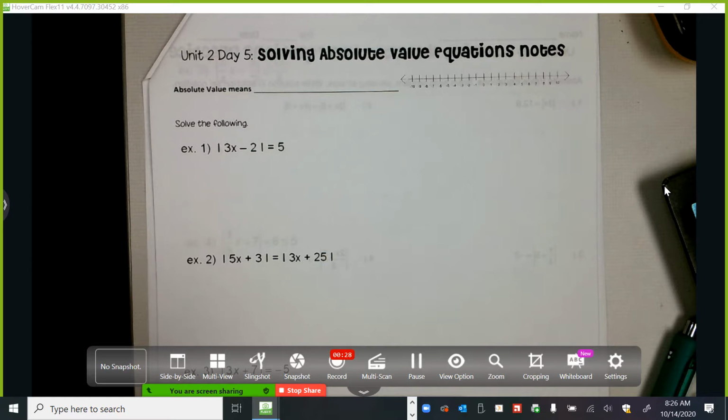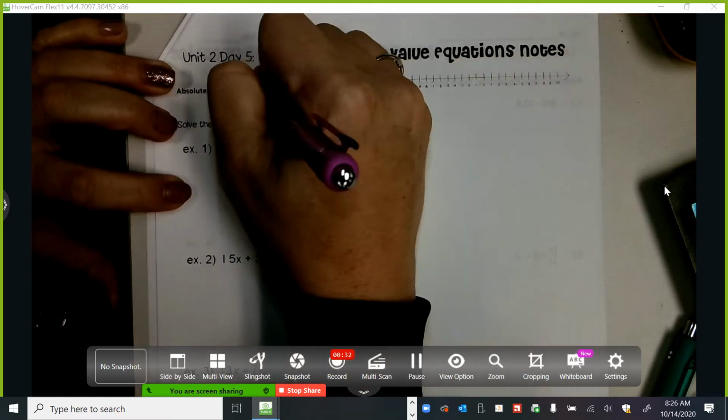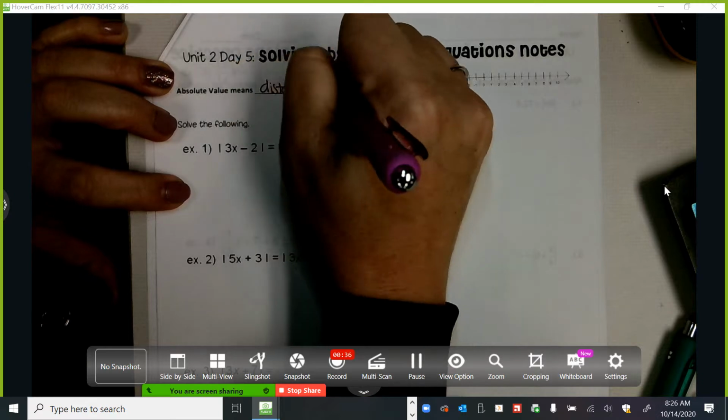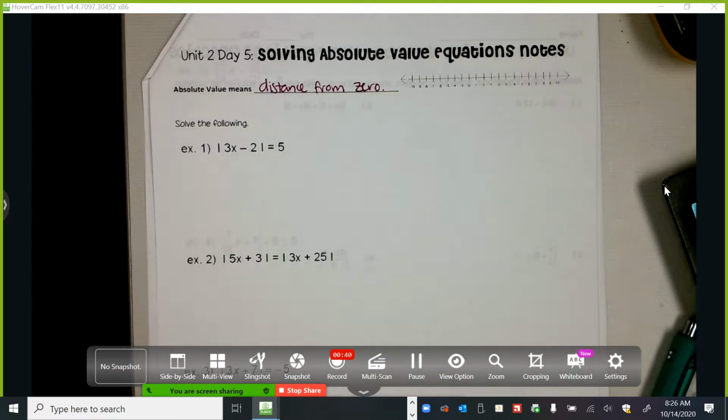So, absolute value means distance from 0. It means your distance from 0. Pretend the door is 0. That's 0 distance at the door. I'm about 20 foot this direction, so we'll say positive 20.